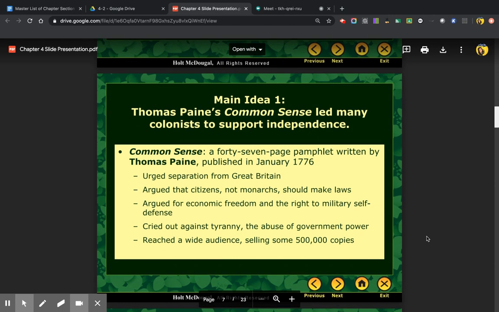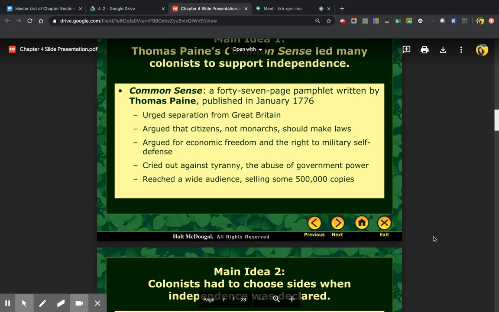Main idea 1. Thomas Paine's Common Sense led many colonists to support independence. So, Thomas Paine writes Common Sense, a 47-page pamphlet, and it's published in January of 1776. Even though it's called Common Sense, the vocabulary in this reading is like, whoa, blow your mind. He basically addresses why would these intelligent people in the colonies be ruled by someone and something across the ocean. And citizens should have a voice. So everybody starts reading this. Oh, did you read Common Sense? Mrs. Kraft, did you read Common Sense? Mr. Tiska, did you read Common Sense? Oh my gosh. They start to get everyone thinking. Everyone starts talking about it, and it raises the support for independence in the colonies.